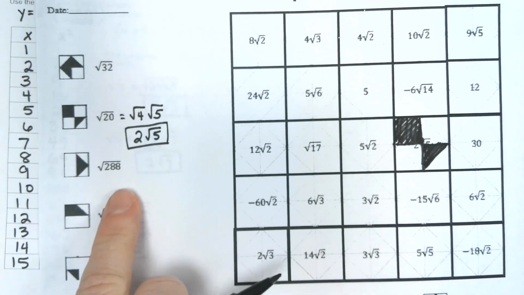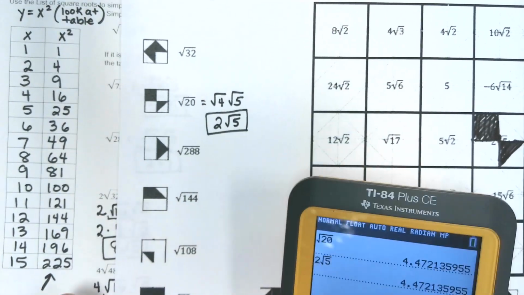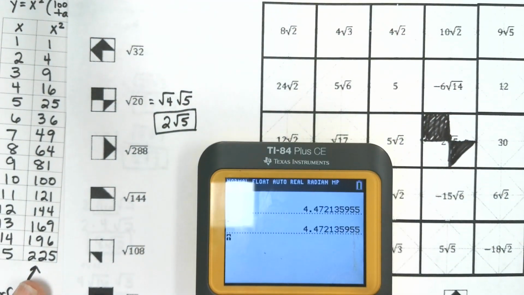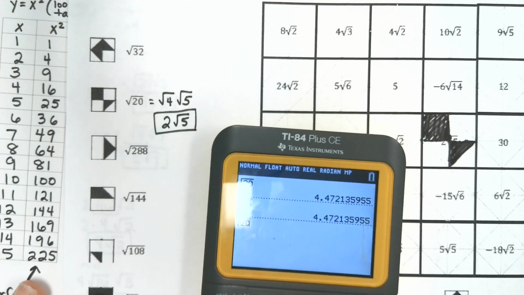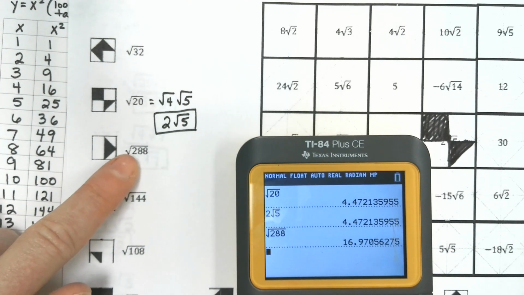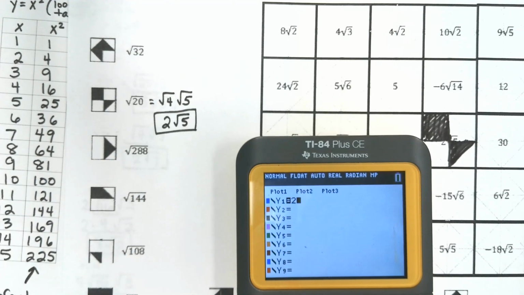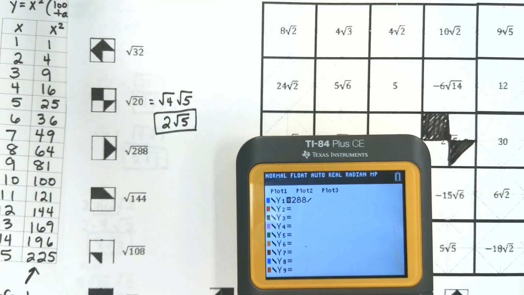Okay, I'm going to do one more with you. Square root of 288. All right, so let's go ahead and put it in the home screen. Square root of 288. Okay, it's not a perfect square at 16.97. So we need to find our factors of 288. The way we do that is go to y equals, put in 288 divided by x, and then look at our table.